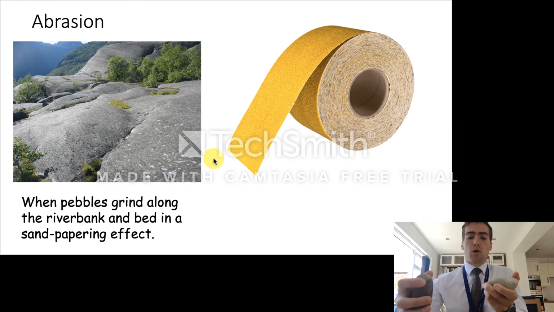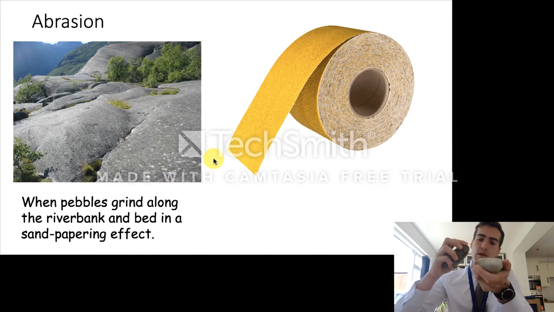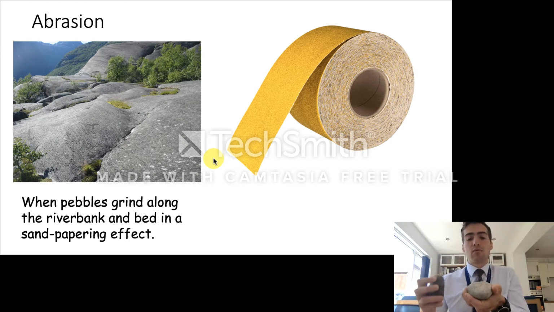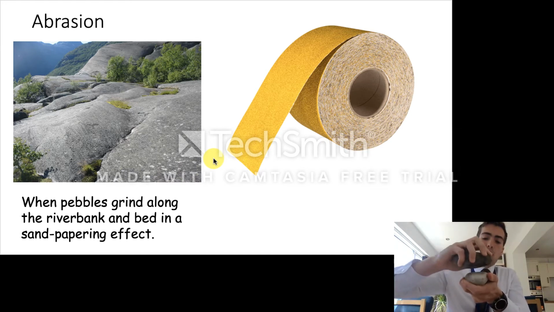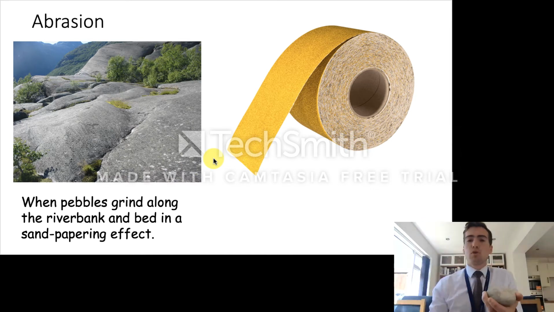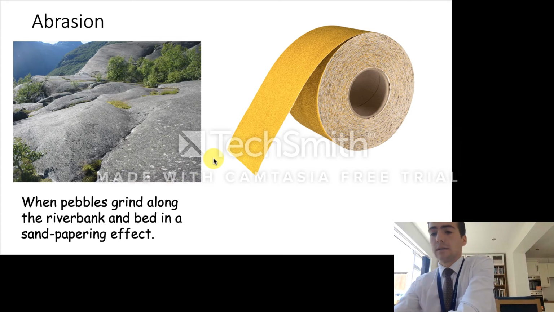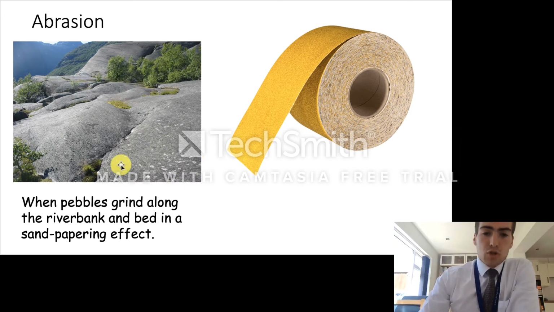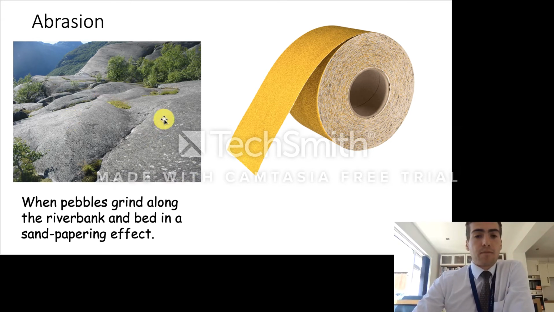If that's the riverbed, the rocks that are being carried in the river will scrape along the riverbed over time, and it will scratch away at those rocks. Over time that will become much smoother, as you can see in that picture there. You can see that's been scraped away by the rocks in the river, and that is abrasion. So abrasion is basically a sandpaper effect, but over time it does wear away the rock as well and not just smooth it out.